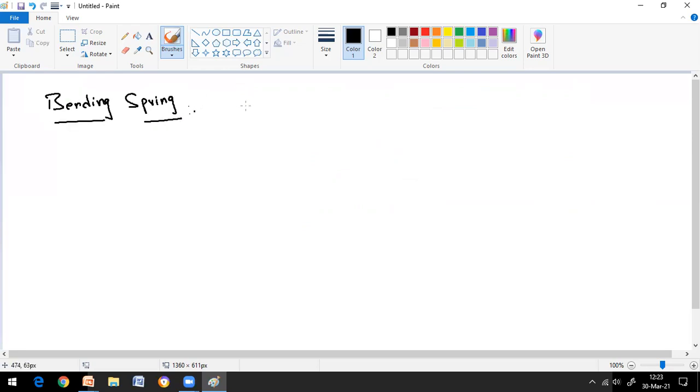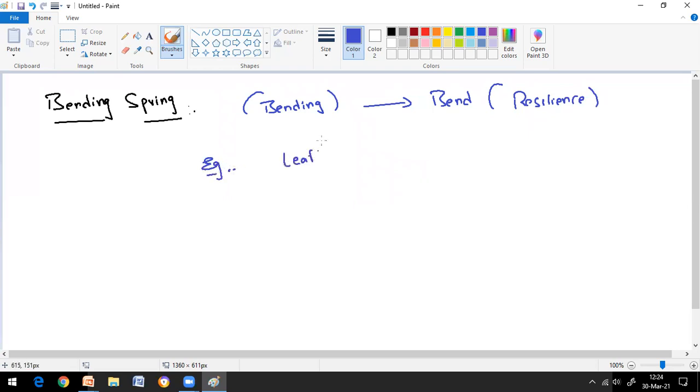Okay, what do you mean bending spring? Bending spring is the one which is subjected to what? Bending. The name itself says it, where the spring is subjected to bending, and the resilience is mainly due to bending. So the best example for bending spring is leaf or plate spring.